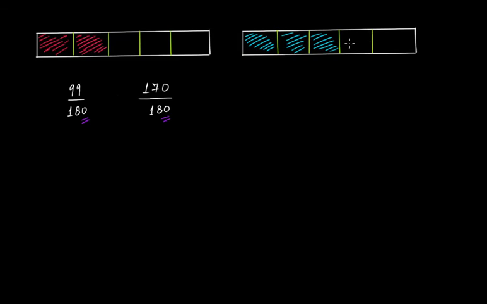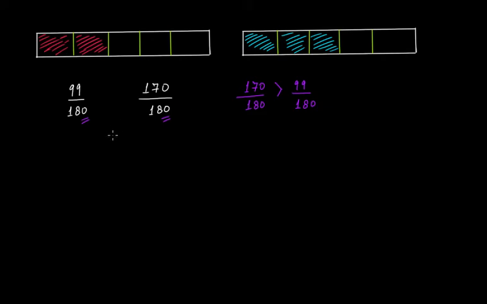Of course you will say that, hey, 170 is greater than 99. Of course the 170 shaded portions will be larger than 99 shaded portions. Therefore we can say that this fraction representing 170 shaded portions will be greater than this fraction representing 99 shaded portions out of 180. Therefore 170 by 180 will be greater than 99 by 180.